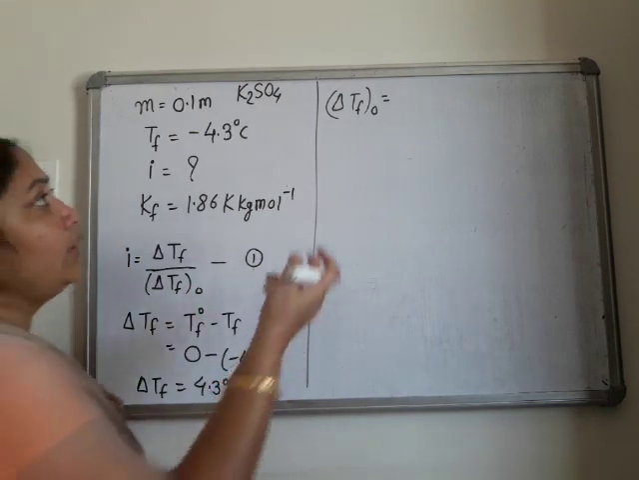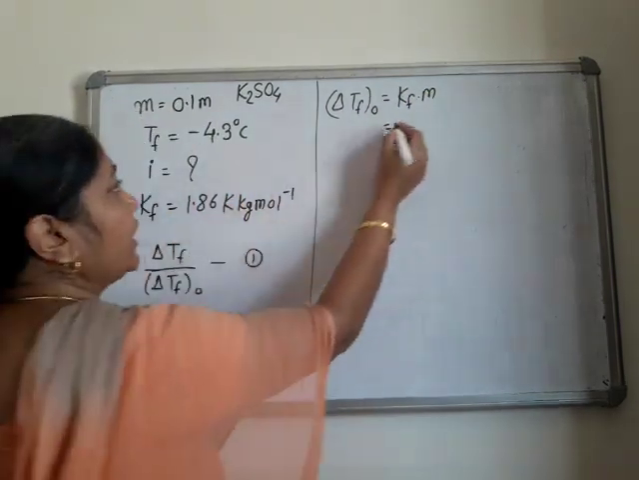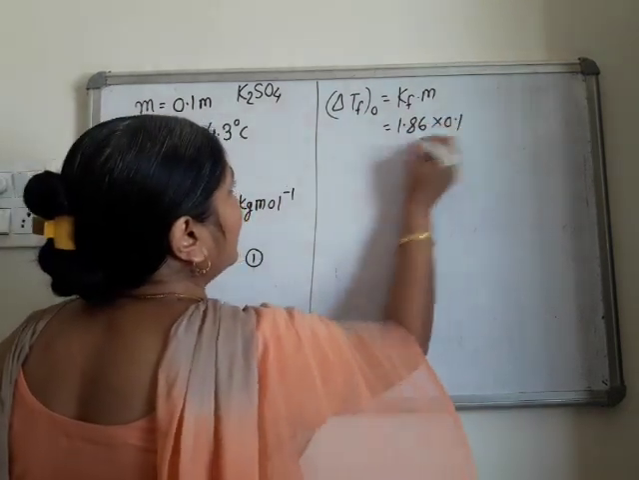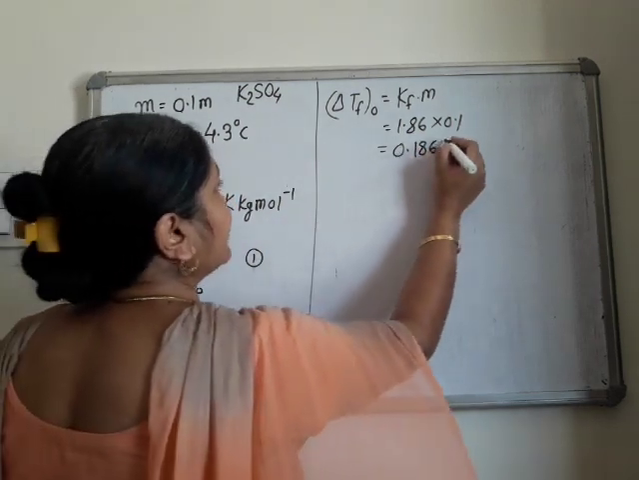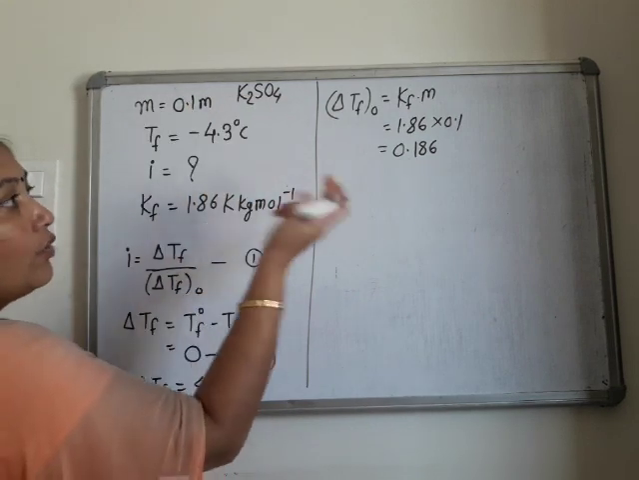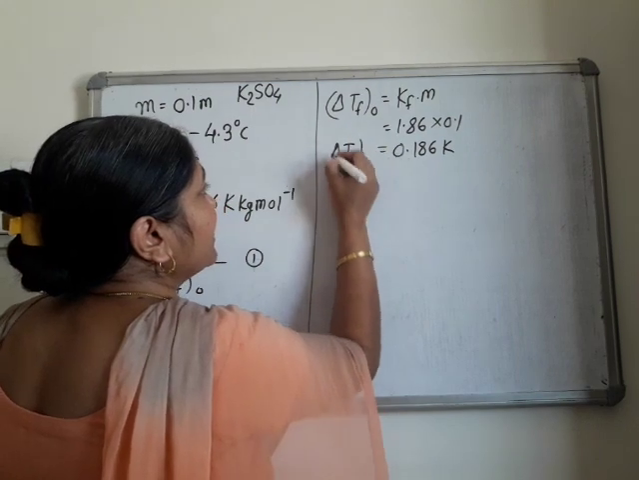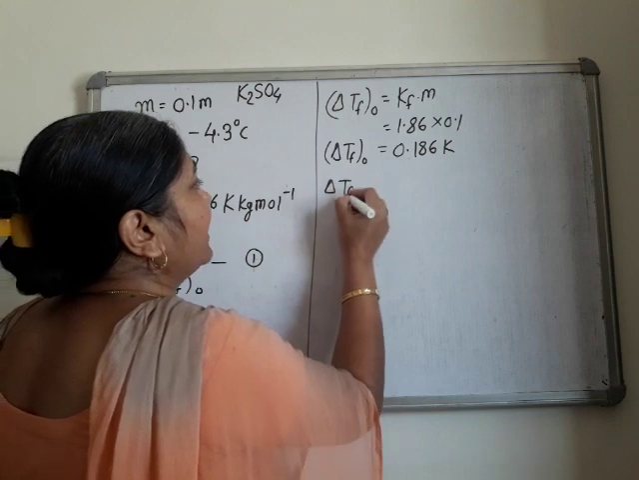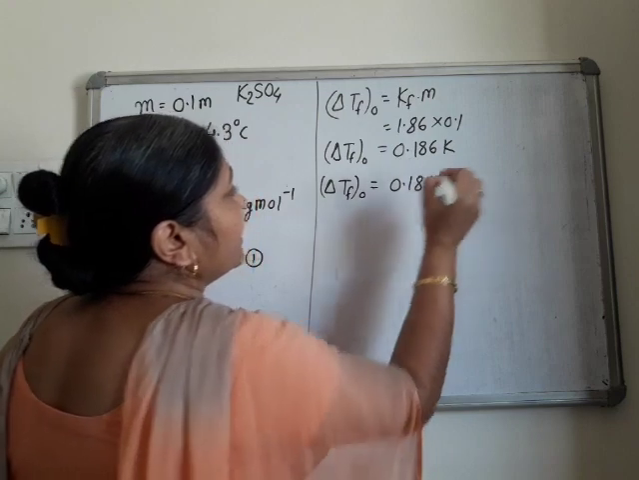So what is the theoretical value? Delta Tf is equal to Kf into m. What is Kf? 1.86. And what is m? m is equal to 0.1. So what is the expected value? 0.186 Kelvin kg per mole times mole per kg, so what is remaining? Kelvin. The difference is the same whether it is Kelvin or degree Celsius. So delta Tf naught is equal to 0.186 degrees Celsius.